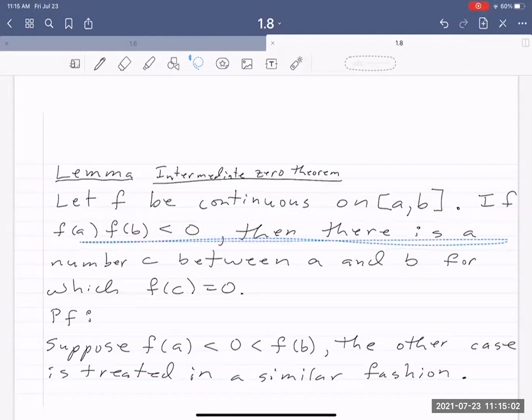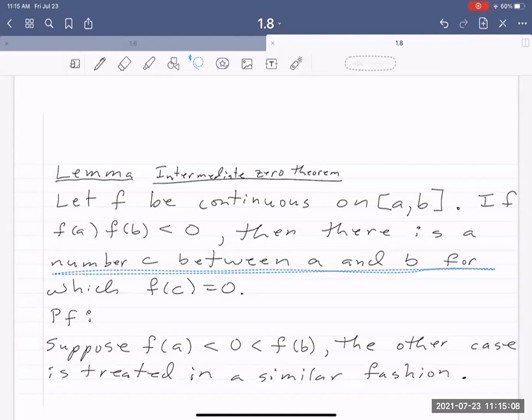If f of A times f of B is less than 0, then there exists a number C between A and B for which f of C is 0. So let me do some drawings here to show you what this is saying.